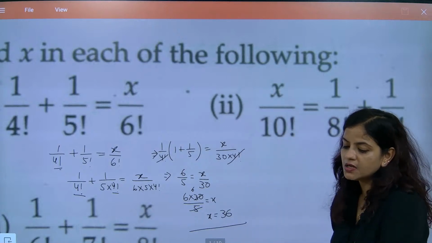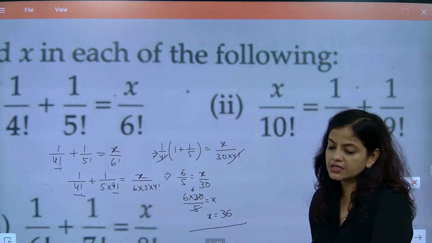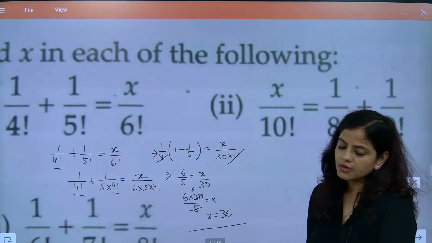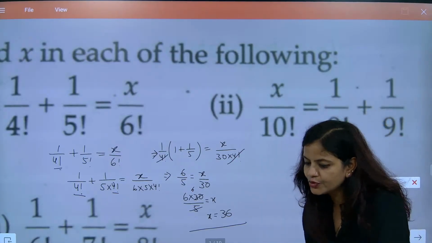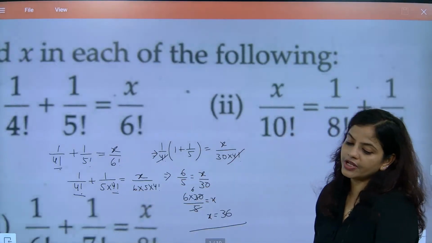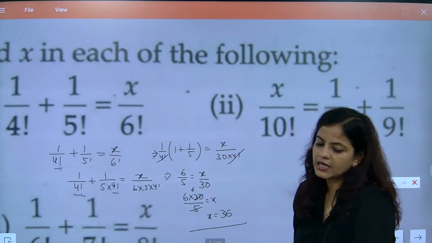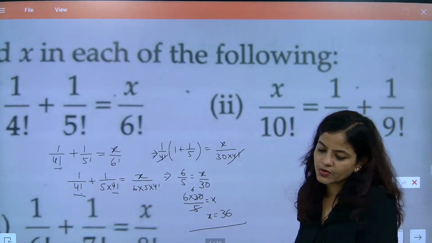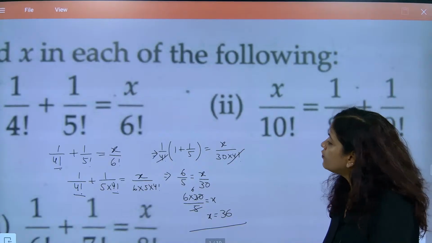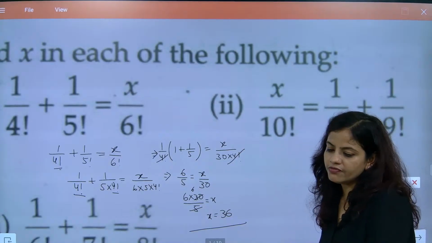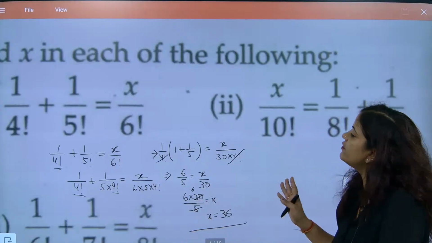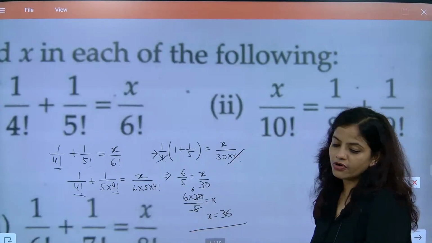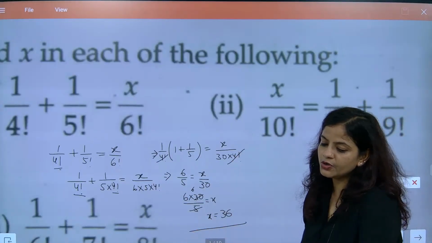Is it visible? Done. Siddharth, others, are you there in the group? Come on, respond to me quickly, children. Here, nothing big we have to do. 1 by 4 factorial plus 1 by 5 factorial is equal to x by 6 factorial. We take 4 factorial common from both sides, cancel it out, and solve the question. Is it tough or easy? Will you be able to do this question?